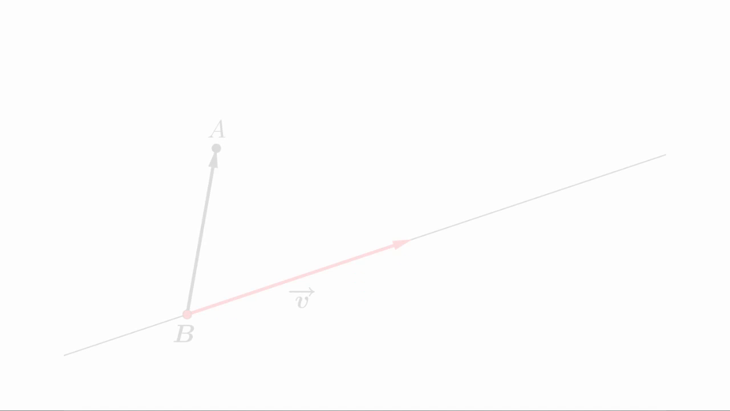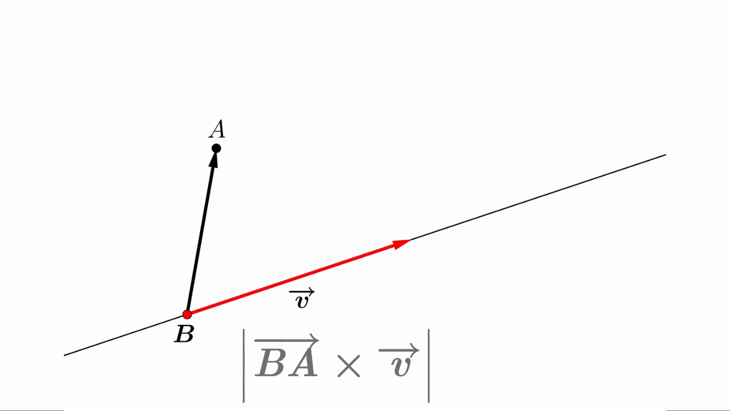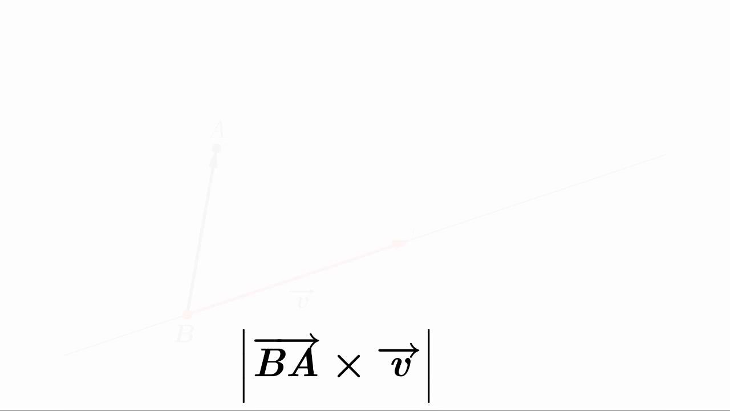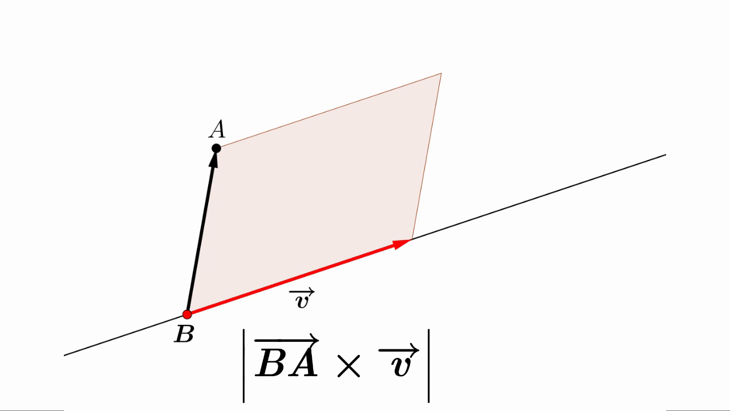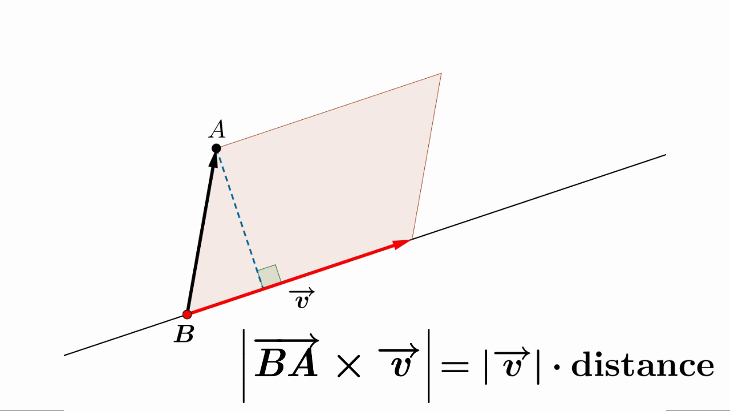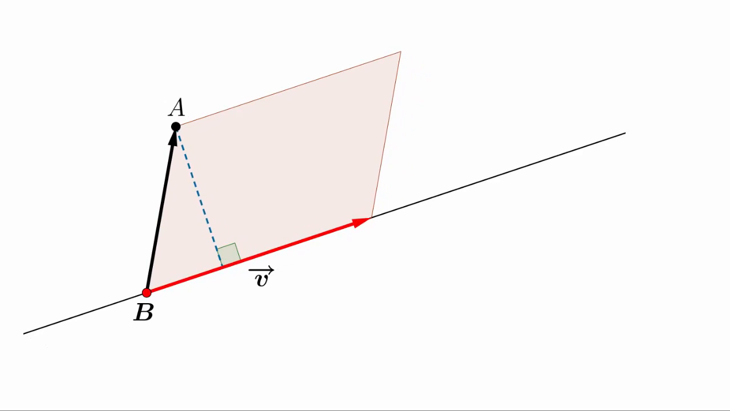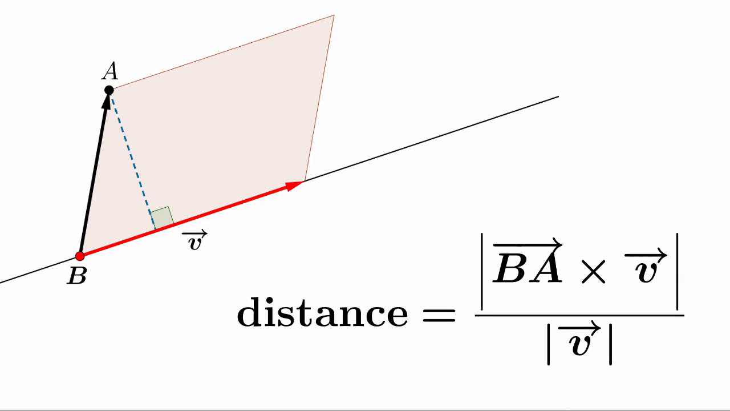We recall that the magnitude of the cross product BA cross V is the same as the area of the parallelogram spanned by these two vectors. Also recall that the area of a parallelogram is its height times its base length, which in this situation equals the product of the magnitude of V and the distance which we are looking for. Hence, the distance in question is simply the magnitude of the cross product here divided by the magnitude of the direction vector.